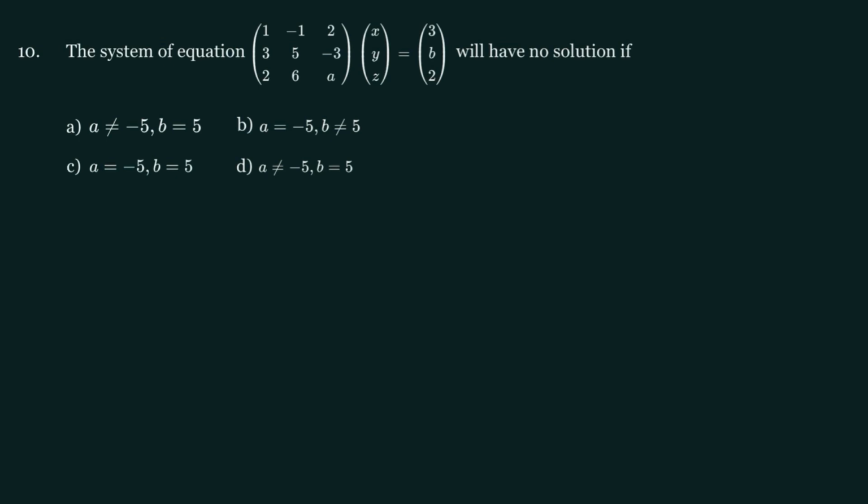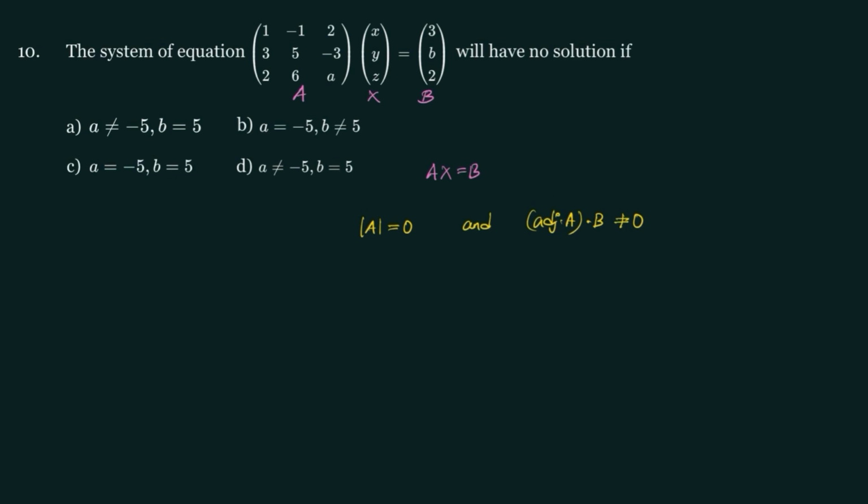The system of equations will have no solution. That means the question has given that this system has no solution, which means it is inconsistent. And if the system has no solution, then we have some properties. So before that, let us assume the first matrix as A, the second matrix as X, and the third matrix as B. Hence, the given equation will look like AX equals B. Now, if this system has no solution, then there is a property that determinant of A will be equal to 0, and adjoint of A into B is not equal to 0.